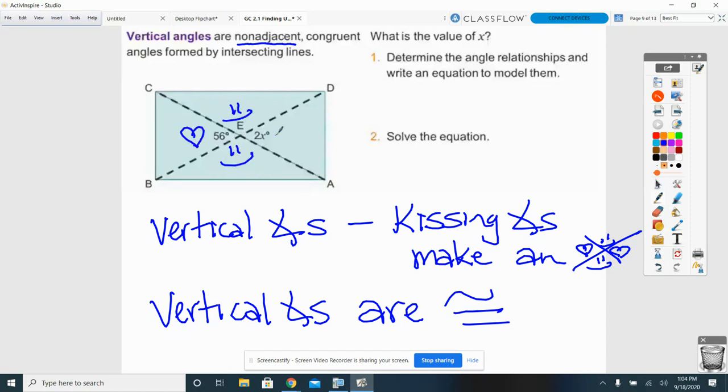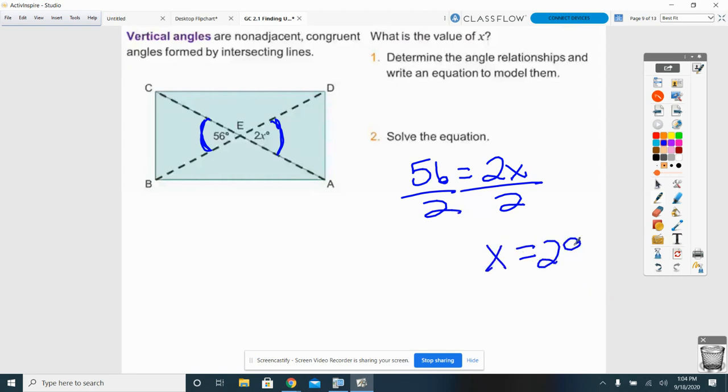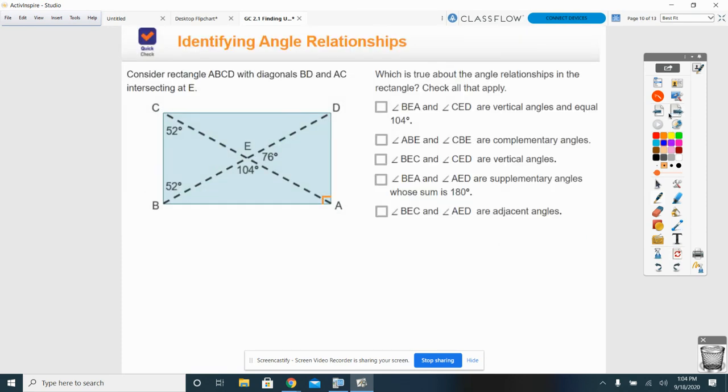This heart angle is equal to this heart angle, because all these kissing angles, the ones that share the tips, are congruent. So we can write an equation to figure out what x is by saying, well, this 56 has to equal this 2x. And now you can get x by itself by dividing both sides by 2. And you get x is 28. Now, x is not 28 degrees. The angle is actually 56, but 2 times 28 gives you 56, which is what you need.